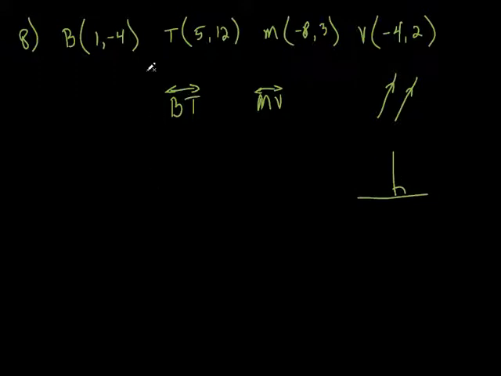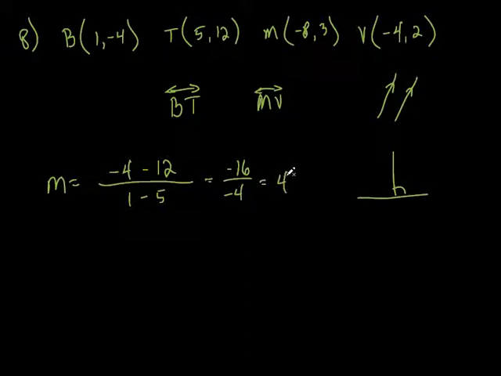So let's find the slope of BT. Well, here's B and here's T. Let's find the slope. We've done this 3 times already. This is our 4th time. Subtract the y's, negative 4 minus 12. Subtract the x's, 1 minus 5. And that's negative 16 over negative 4. That simplifies to 4. So the slope of BT is 4.